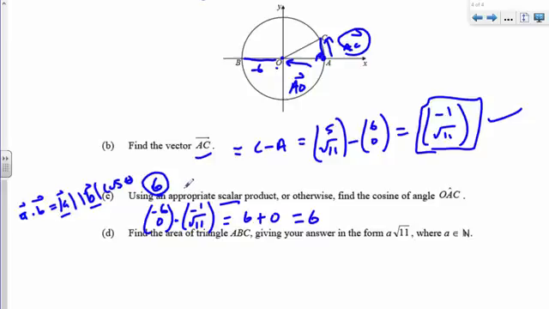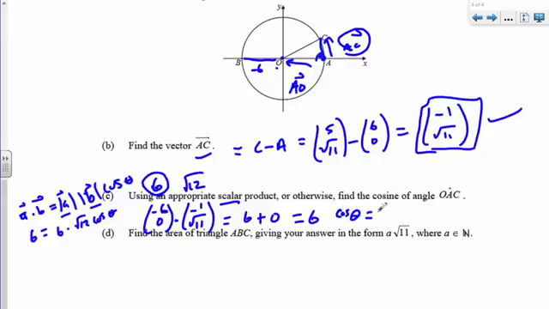Okay, so that's going to be √12, I believe. So we're going to say then that 6 is equal to 6 times √12 times the cosine of this angle. So what this really means is that, well actually I don't want the theta angle, I just want the cosine.